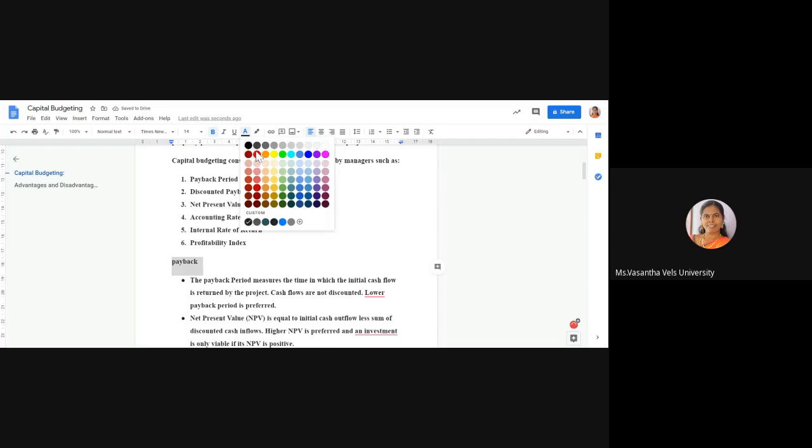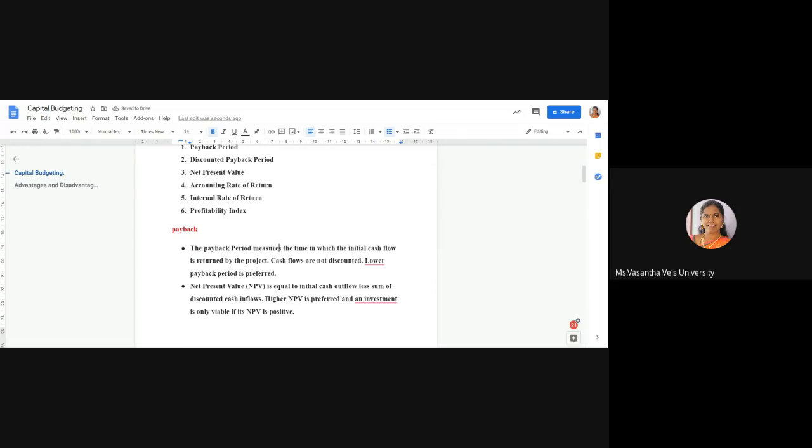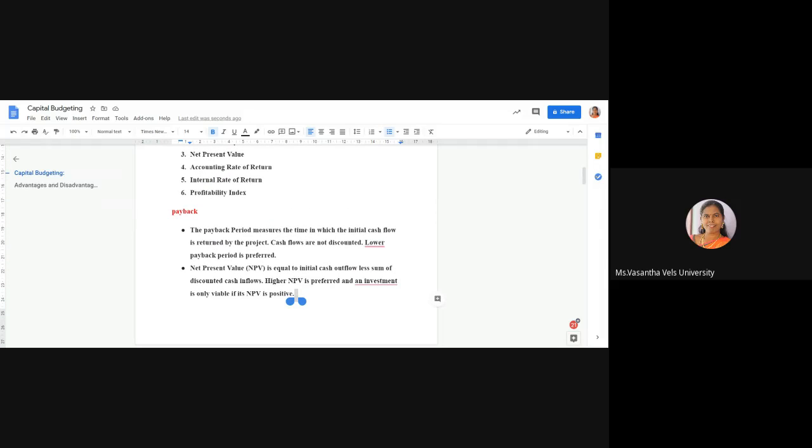The payback period method is the simplest method. It actually helps to find out how many years it will take to get back our investment. Example, when you have invested 1 lakh, that is your initial investment, how many years will it take to get back or receive your investment of 1 lakh? So that is the simplest method.